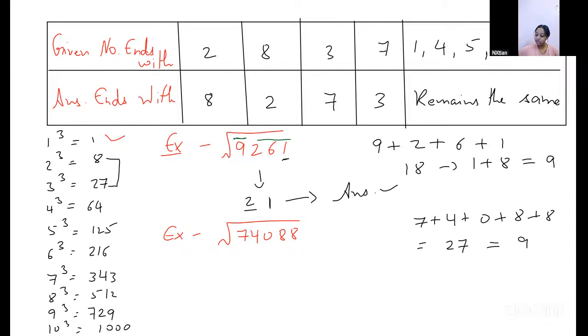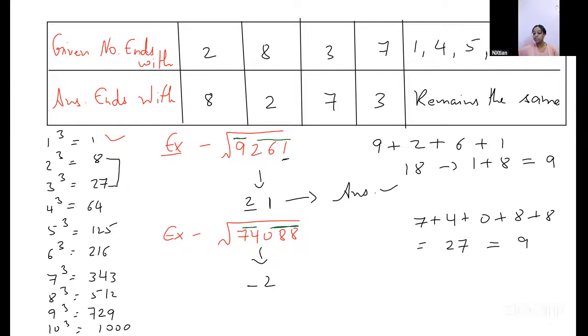Now make pairs. 088 is one pair, and 74 is my second pair. So 088 ends with 8. What will be the last digit of the answer? 2. So we will write 2. Ma'am, is the answer 42? 74 is coming in between 4 cube and 5 cube. Yes, 42.